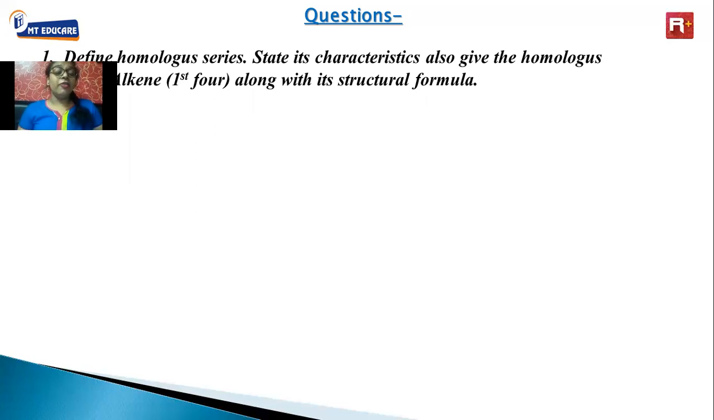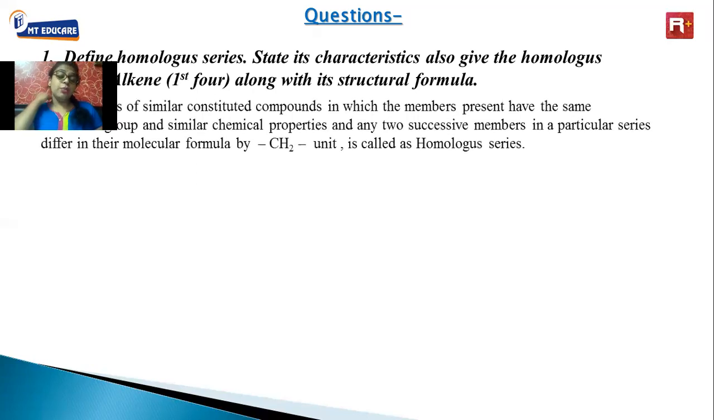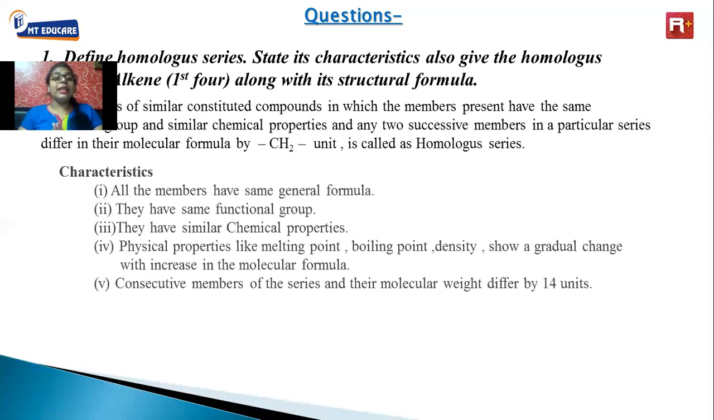So the first is define the homologous series. What do you mean by homologous series? Students, what is a homologous series? It's a series of compounds belonging to the same family, or I can say the series of compounds belonging to the same functional group with similar chemical properties. And any two members in a particular series differ in their molecular formula by CH2 units, or 14 units by molecular mass. Then they are present in the homologous series.